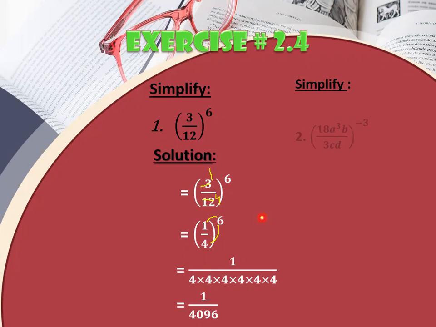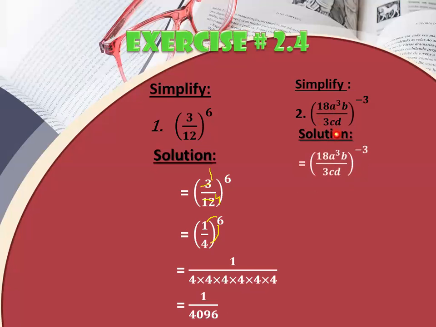Now again you have question number 2 from the same exercise. As you can see here, you have the exponent which is negative, that is minus 3. So what you will do here, as you can see your numerator is 18a cube b divided by 3cd. So in the next step, simply copy down the heading of solution and then simply copy it as it is.